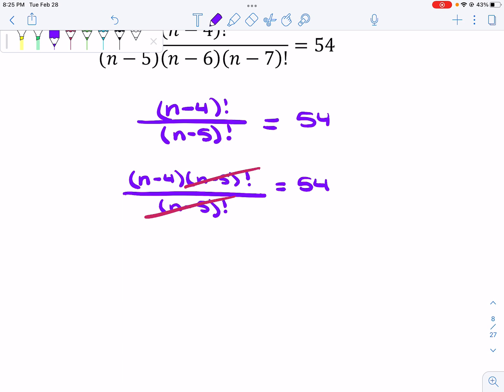Those cancel to give me ones, but the ones don't play a huge role in this position because they are not in the numerator, they're simply in the denominator. Now I'm left with n minus 4 is equal to 54, and to isolate the variable, I'm going to move that minus 4 over. So I'm going to get n is equal to 58. And that is it.